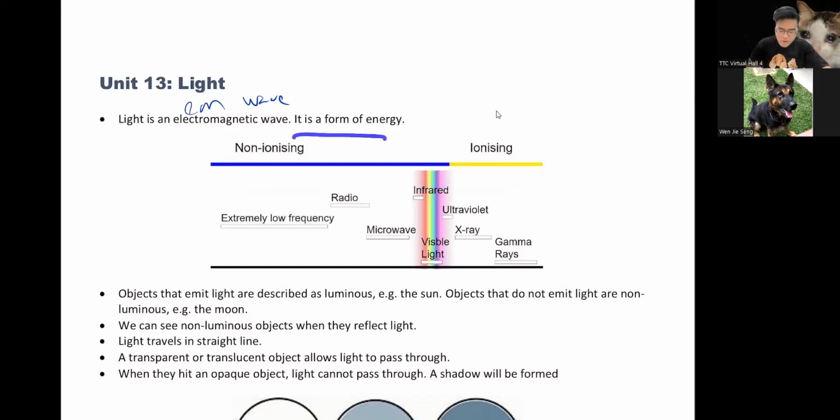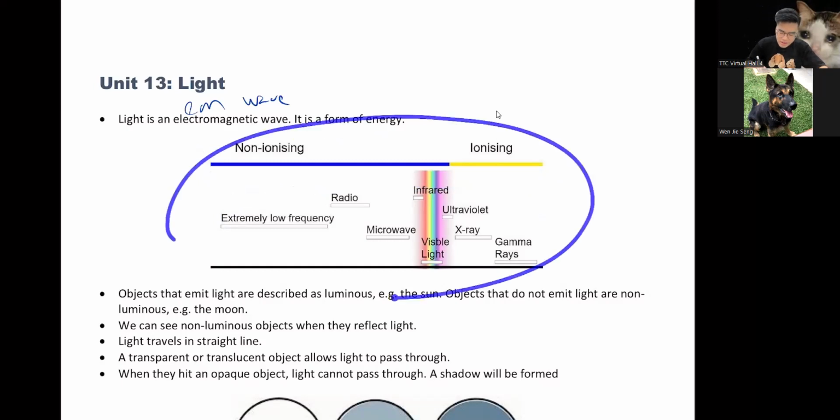It is a form of energy. As we know, wave is an energy. Ocean wave is an energy, sound wave is an energy. Last chapter we learned sound, right? Sound is a wave, sound is an energy. So today is another form of wave, which is your electromagnetic wave. You might say, what is this?